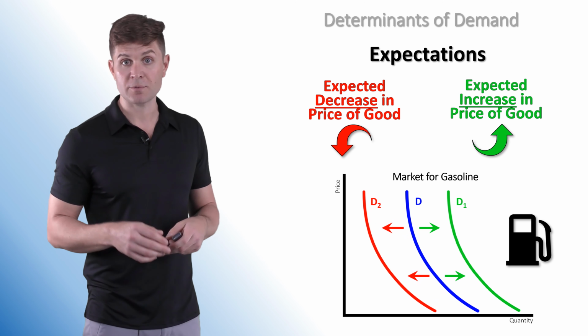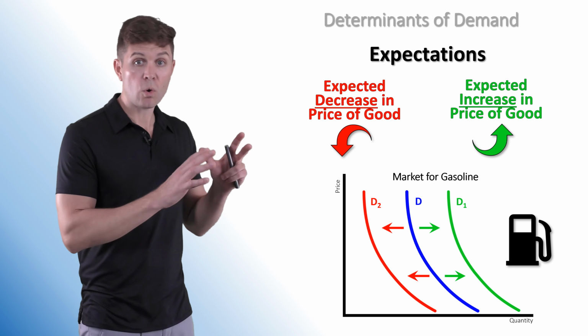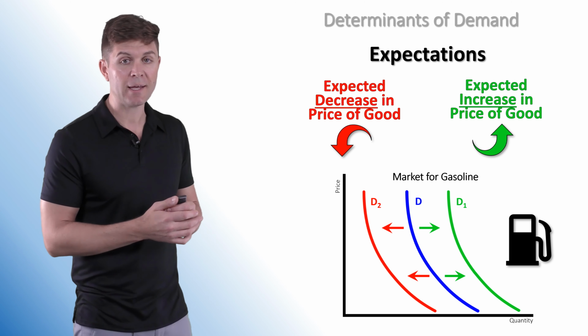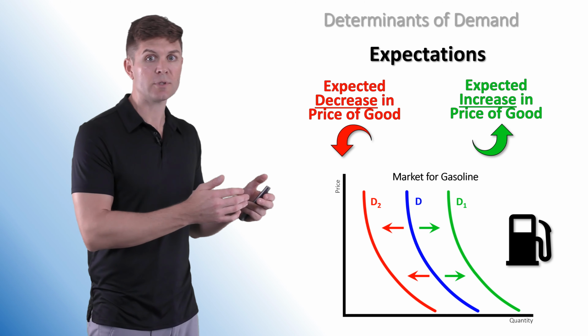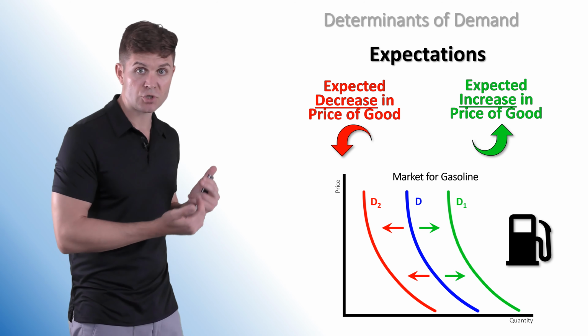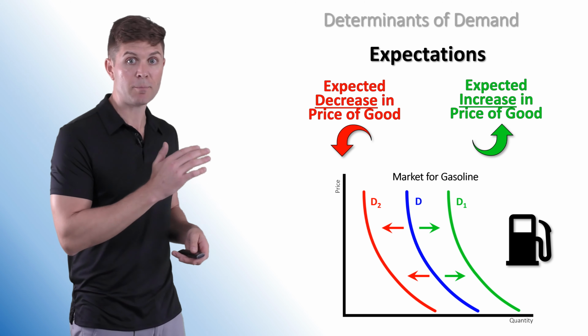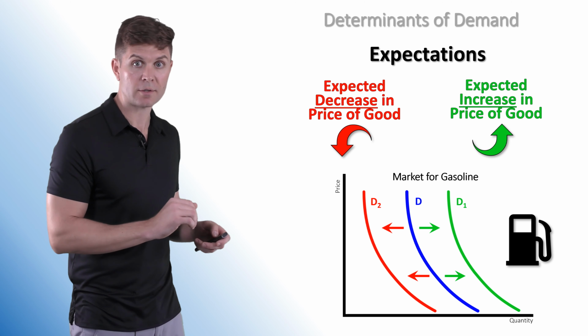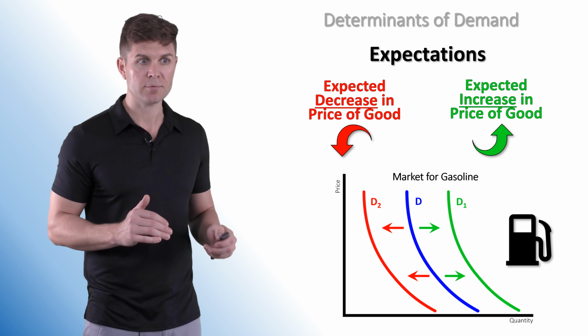Now, if we expect gas to be cheaper tomorrow, we're going to hold off. We're going to try and get by on that quarter tank of gas that we have for a little bit longer until that price actually goes down. So currently, the demand is going to shift to the left because fewer people are going to buy it, putting it off until later when that price actually drops.